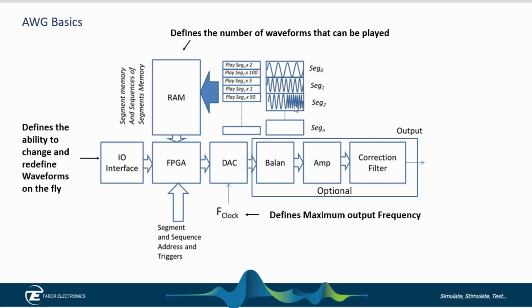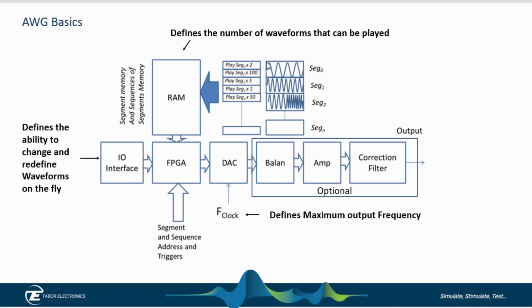They don't need to be 2 or 4 or 8. They could be 16K. They could even be a gigasample of waveforms, depending on the size of the RAM that you've got. And you can program your arbitrary waveform generator to play segments in different ways. You could say, I want to play segment 0 twice, I want to play segment 2 100 times, I want to play segment 2 again 5 times, I want to play segment 2, then 1 time, then I want to play segment 3 50 times.